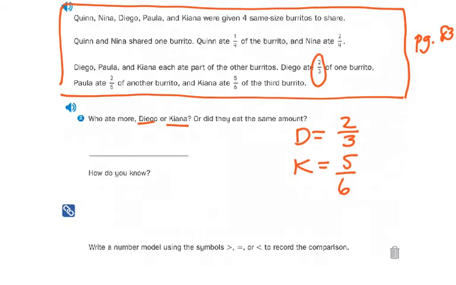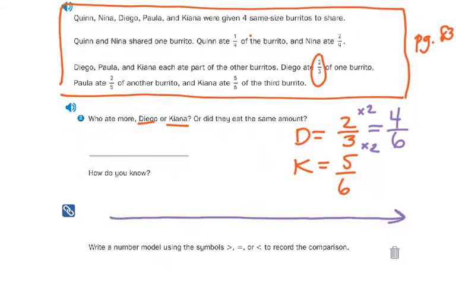Actually, what I could do is a couple of things. I could find an equivalent fraction that has the same denominator, so it makes it easier to compare. If I multiply the bottom by 2, I multiply the top, the numerator, by 2. Now it makes it easier to compare 4/6 versus 2/6. Or I could think of a number line.